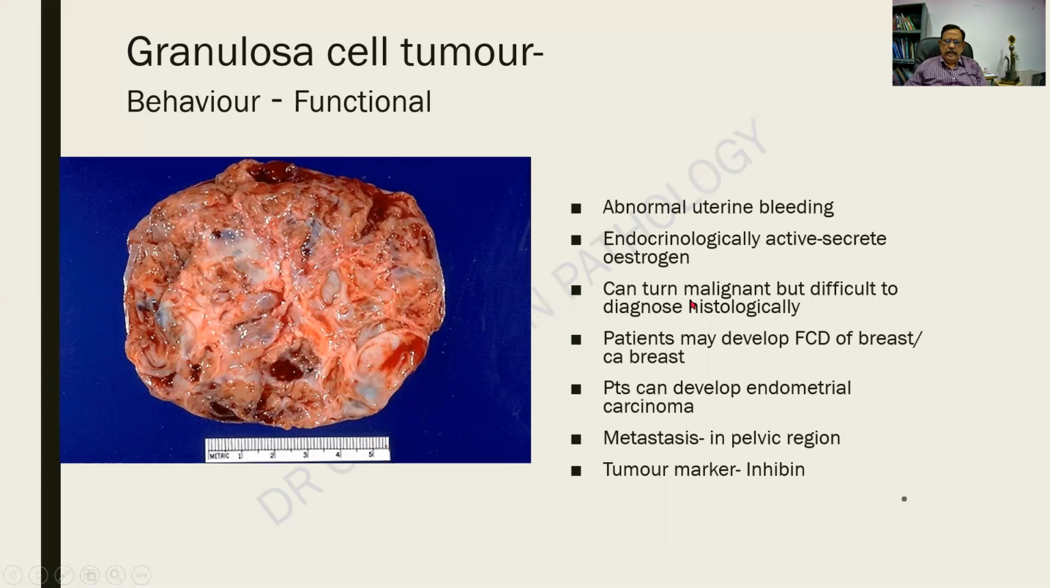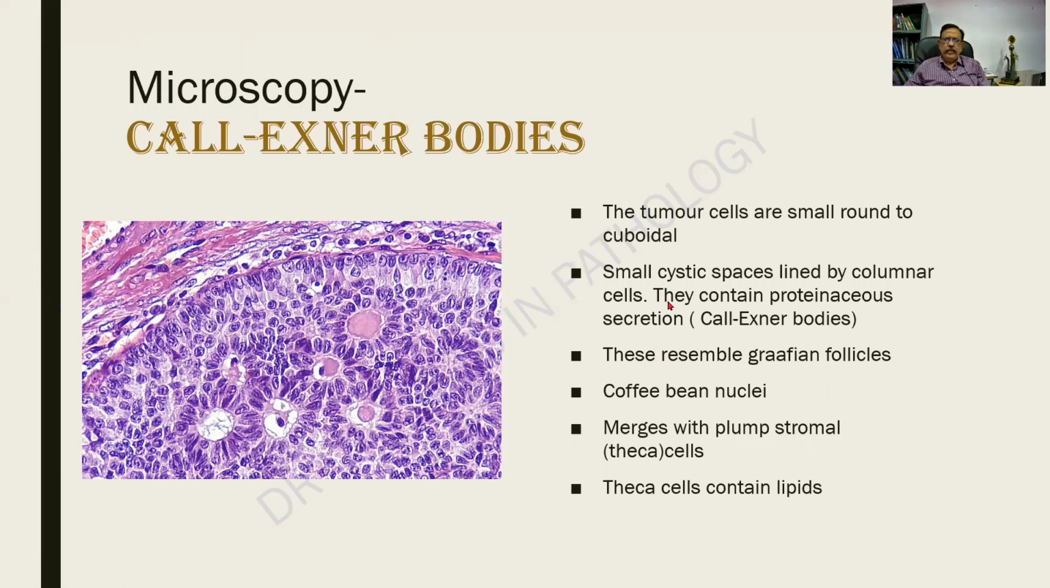Being estrogen producing, it can have other conditions such as fibrocystic disease of the breast. The patient can develop a carcinoma of the breast. The patients can also have a condition called endometrial hyperplasia and carcinoma. There is a metastasis in the pelvic region and the tumor marker for this is inhibin. Please remember this, as I mentioned earlier, markers are essential. Tumor marker is inhibin. Solid and cystic areas, areas of hemorrhage, functional tumor, and abnormal uterine bleeding. This is extremely important for us.